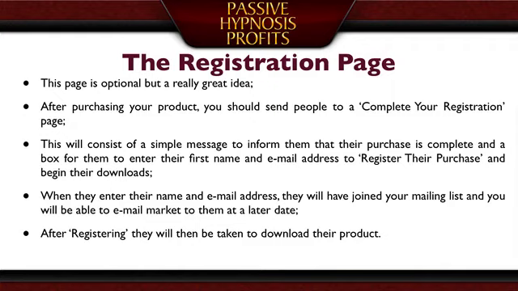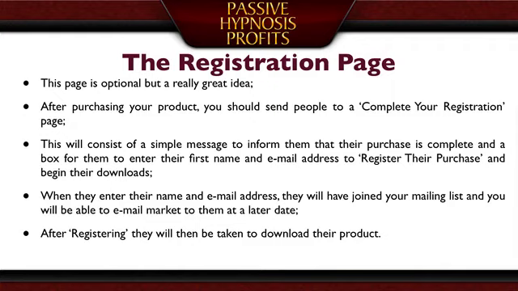And what happens is they put in their name, because obviously they've paid for the product, they now want to download it. So they need to register an account with you. That's how it appears to them. That's not quite what's happening, but that is how it appears to them. The truth is they are registering their purchase. That's the best way to word it. So when they put in their name and they put in their email address and click the button, that will then add them to your email list.